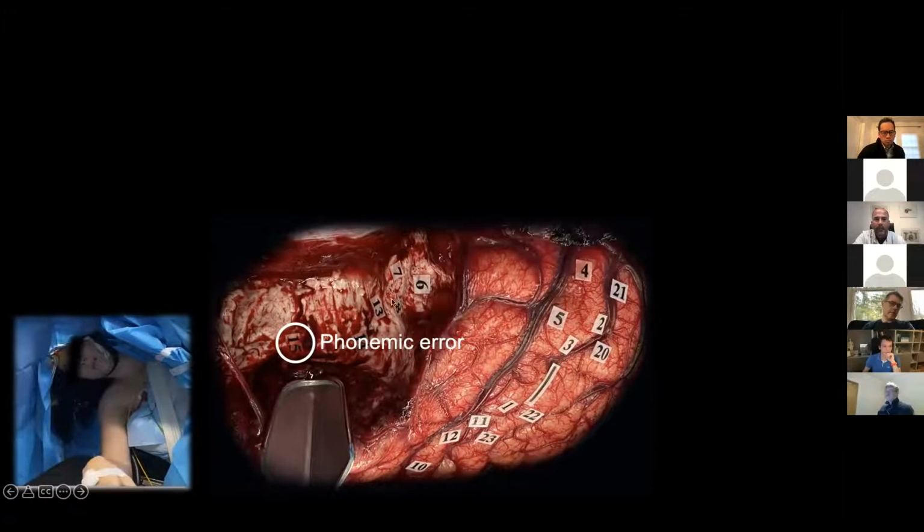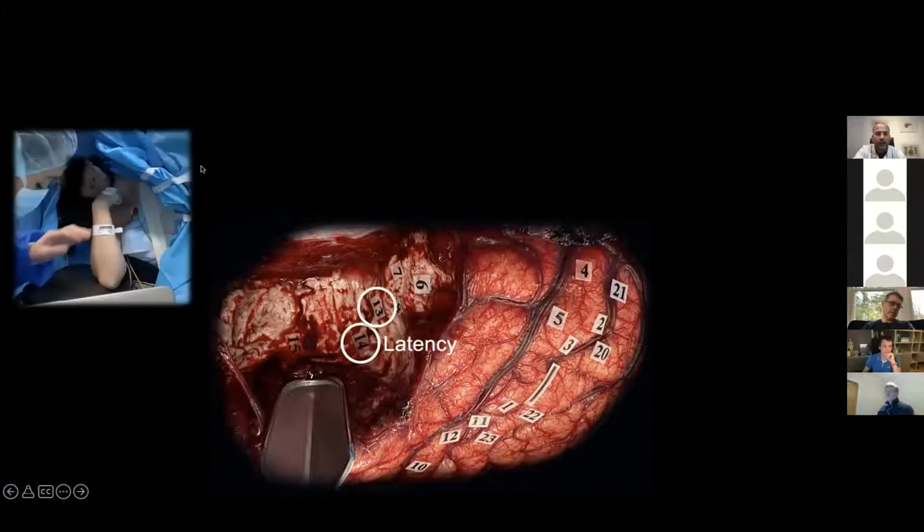And most posteriorly, the premotor pathways are identified, and they are identified by the speech latency only in 13 and 14.